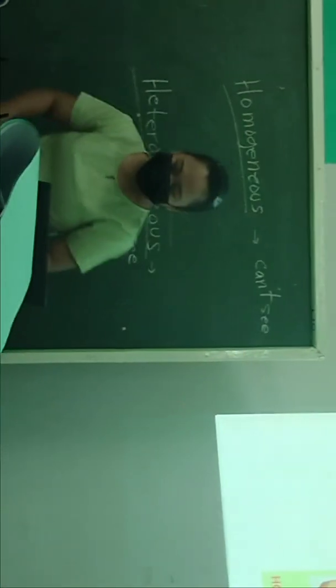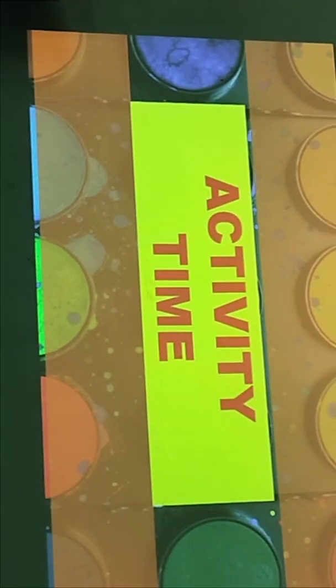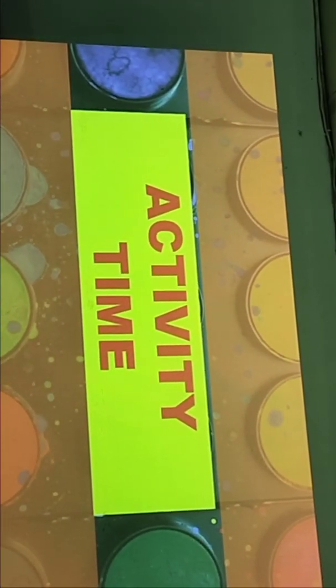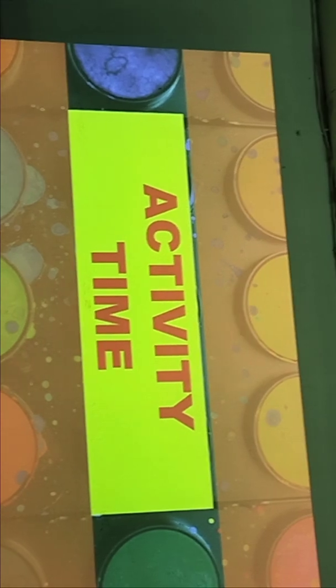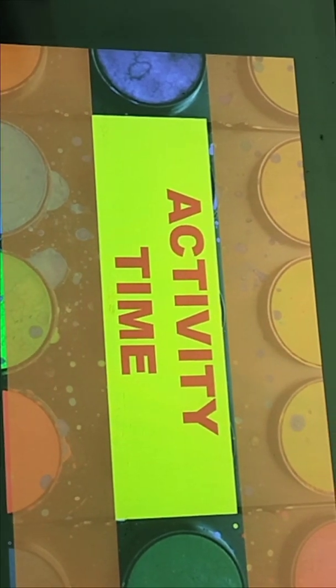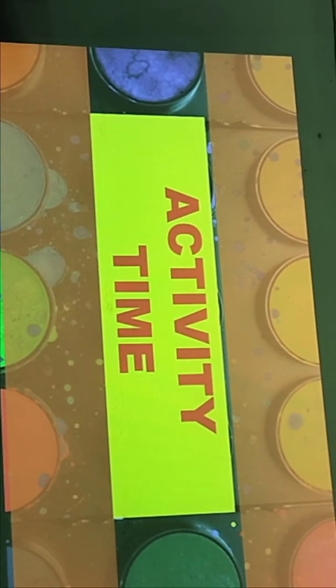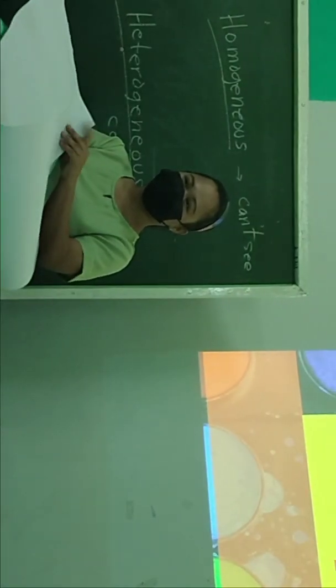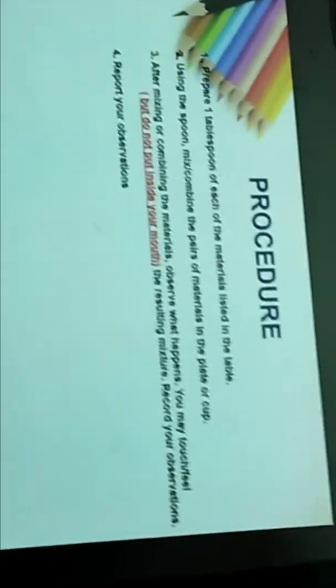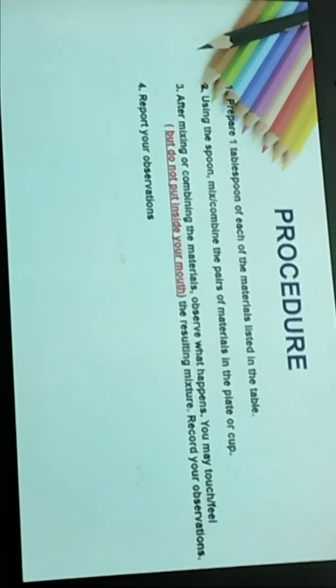Okay, now let's have this activity time. I will group you into 3. Group 1. How many are in the group? 1, 2, 3, 4, 5, 6, seven. Some solids that can't be eaten, not edible or dirty. Report your observation, and the last one you have to report in front.